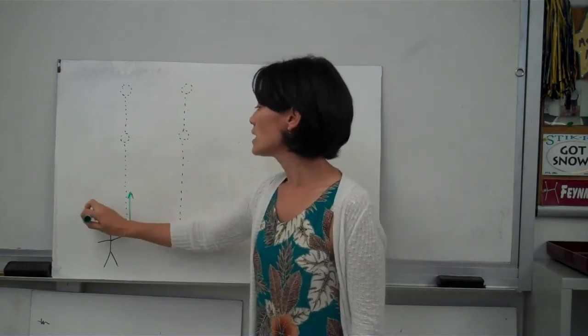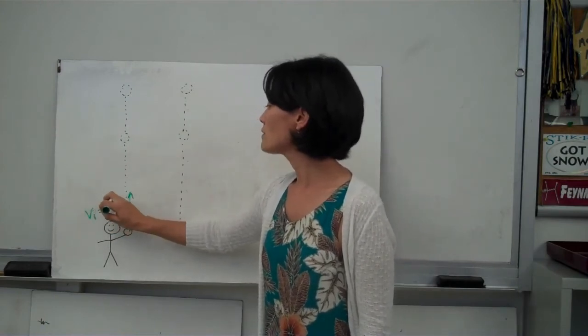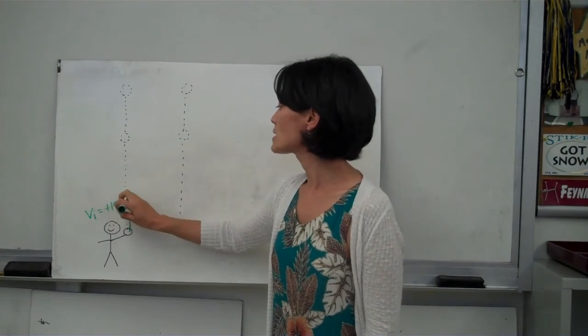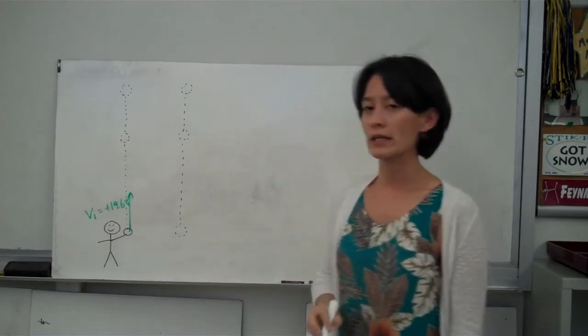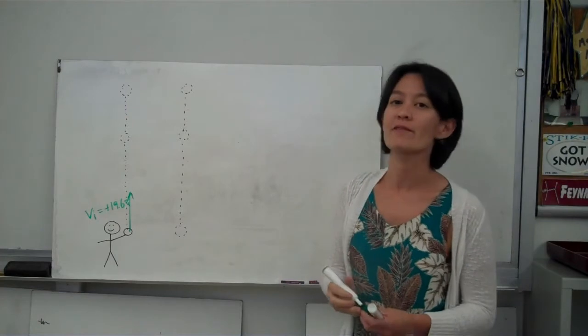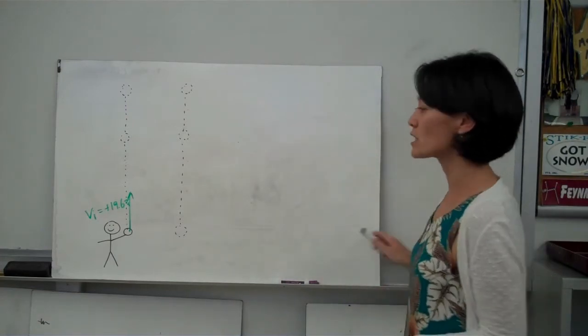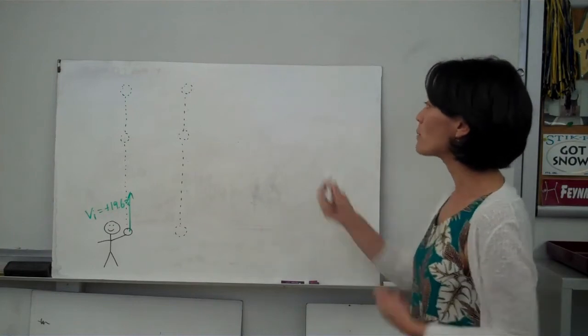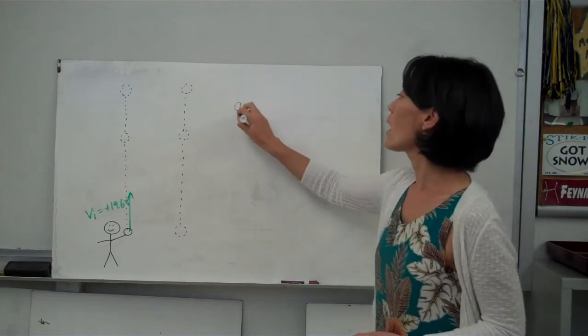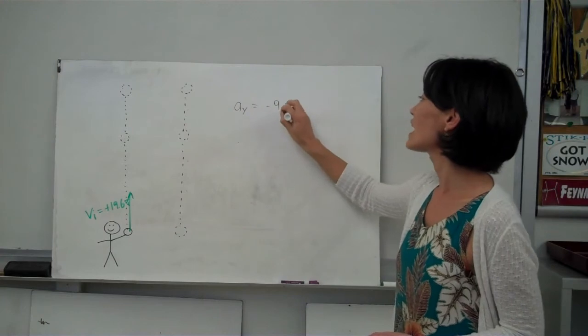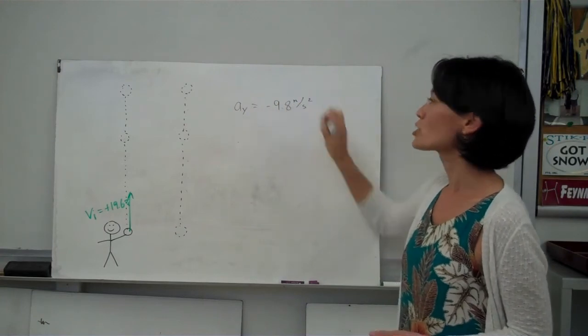Okay? So let's pretend my person here who's throwing the ball is amazing and can give it an initial velocity of positive 19.6 meters per second. They're that good. They can give that exact same velocity when they're throwing it upwards. So the initial velocity is positive 19.6 meters per second. And remember, gravity, the y acceleration, is negative 9.8 meters per second squared.